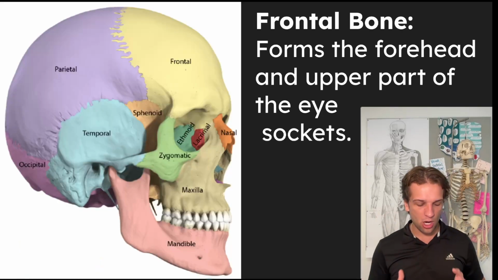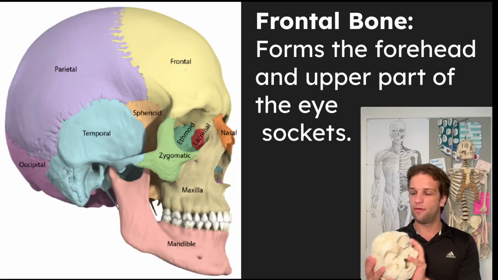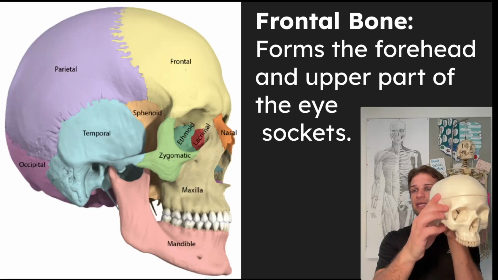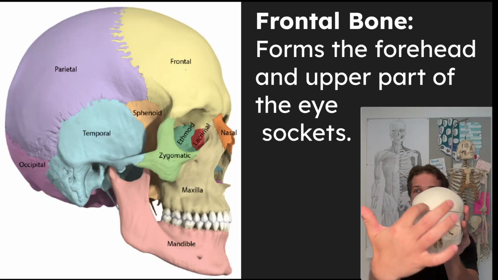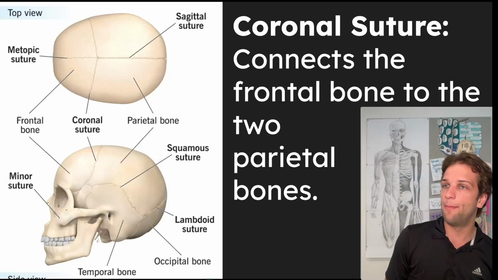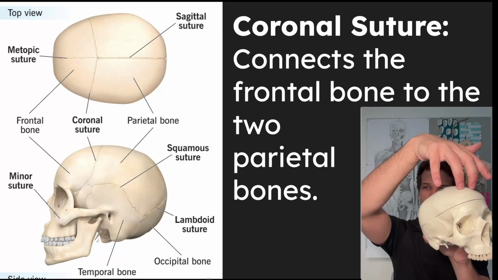Now, for our bones of the cranium, we have a couple. We have, first and foremost, our frontal bone. Frontal bone's probably the easiest to remember. It is just the bone dead center in the front of the forehead. Think forehead, frontal. So that frontal bone makes up the front part of our skull.